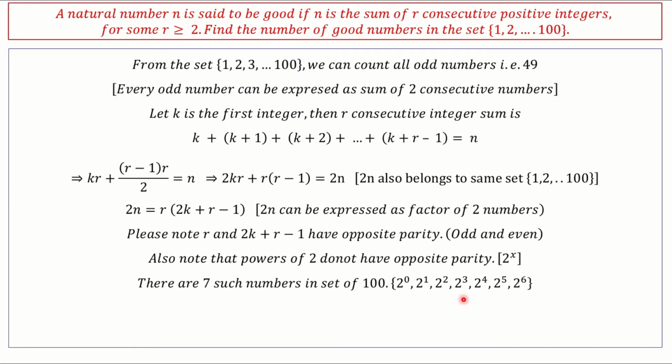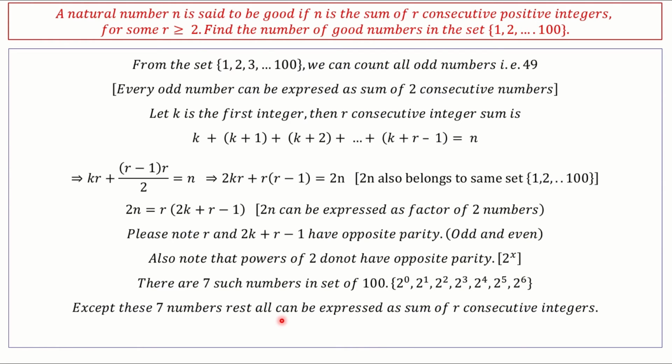10, you take 10, 1 plus 2 plus 3 plus 4, you can express. 12 you can express, as 3 plus 4 plus 5, I mean another sum, not 1 plus 2 up to 6. So we should exclude 2 power x in this. So how many 2 power x are there? 1, 2, 3, 4, 5, 6, these 7 numbers basically, up to 2 power 6. So if you remove these 7 numbers, then the total will be 100 minus 7, that is 93. You will have the solution.